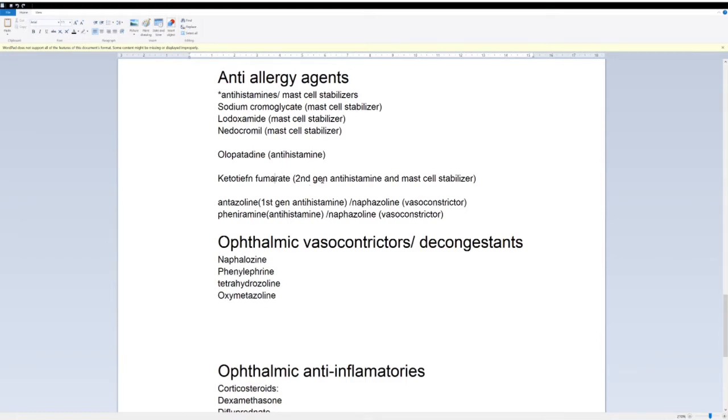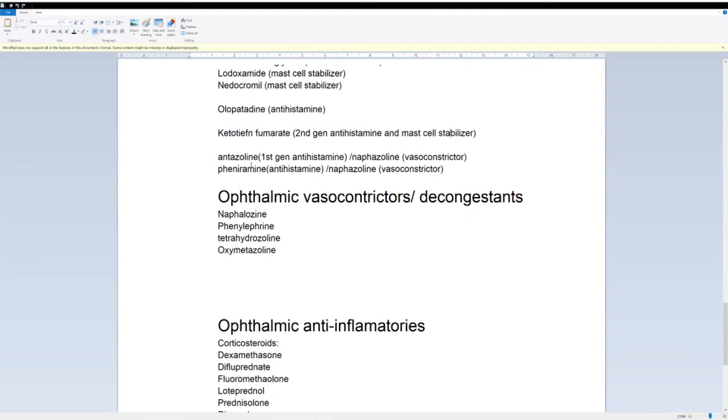It's a second generation antihistamine, and it also has a mast cell stabilizing action. So it's more of a dual action. So it has a powerful anti-allergy action. Ketotifen fumarate. I'm actually not sure on the spelling. You can always Google it and get the correct spelling.